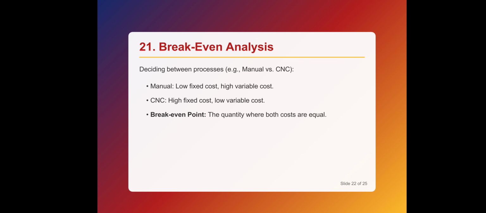So, the break-even point says the quantity where both costs are equal. This means the break-even analysis. So, the break-even point is the quantity where both costs are equal, which means the break-even analysis is used for the decision between different processes, manual versus CNC.